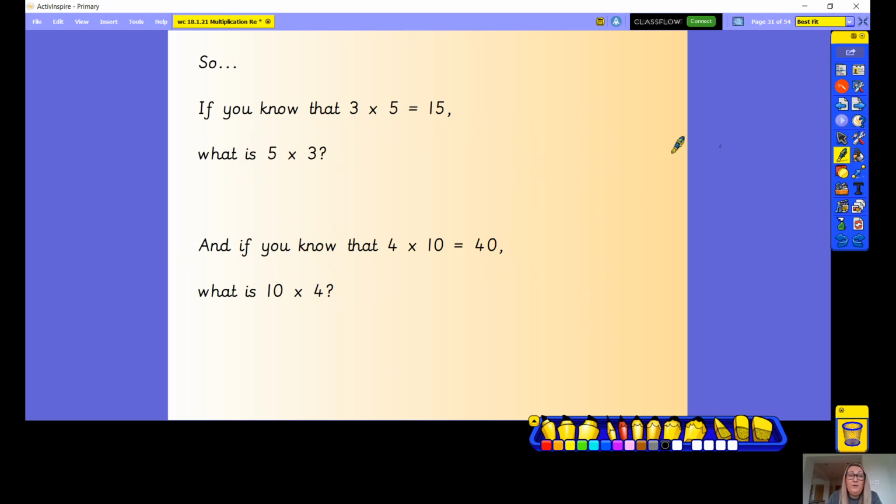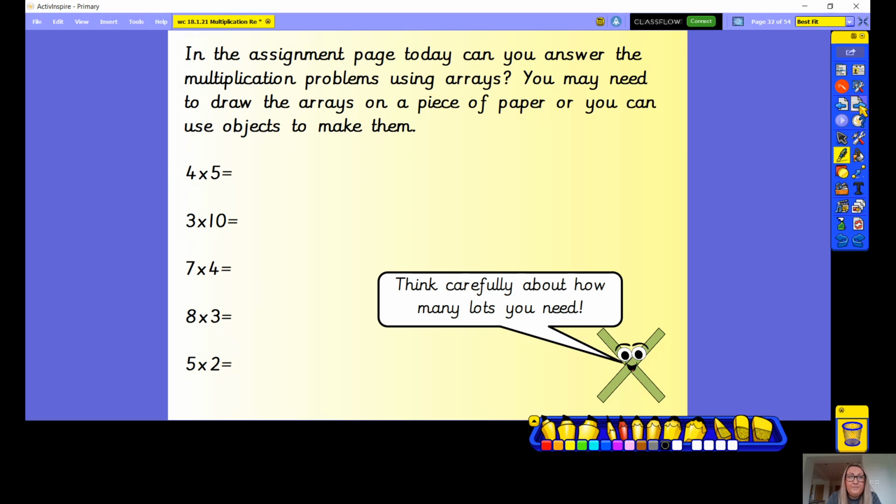So if we know that 3 times 5 is 15, what then is 5 times 3? I hope you said it's also 15, because we can swap those numbers around. And if you know that 4 times 10 is 40, what is 10 times 4? Again, I hope you said it's still 40, because we can swap those numbers around.